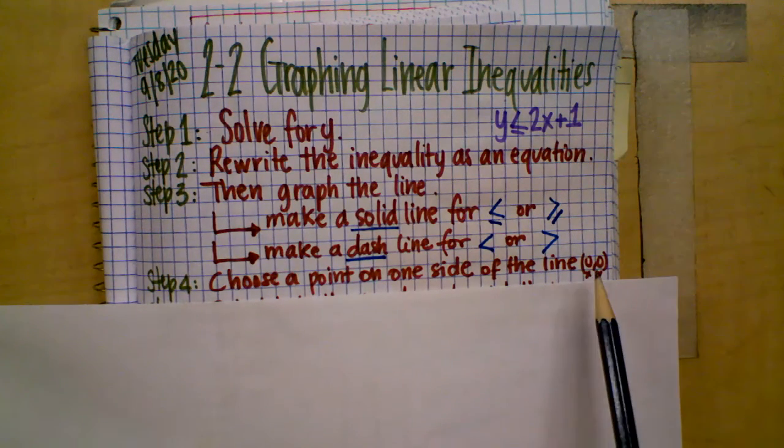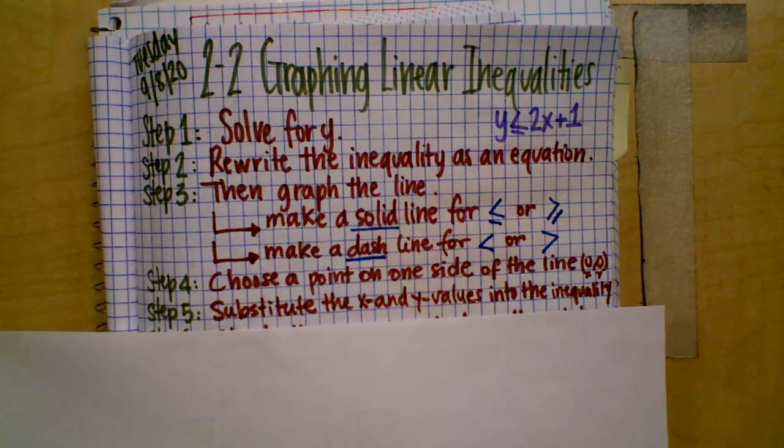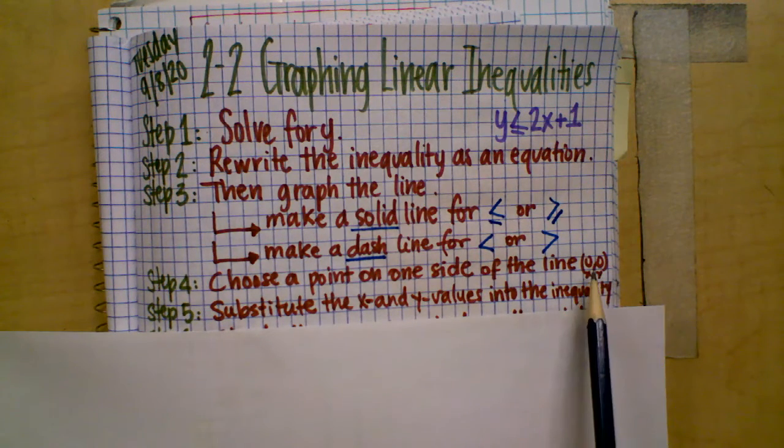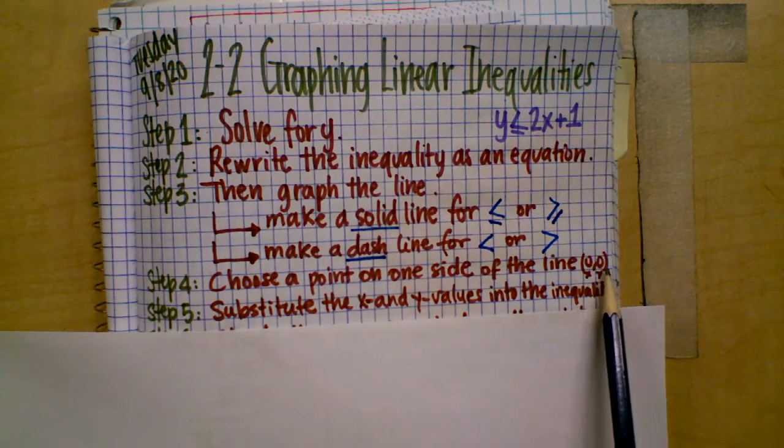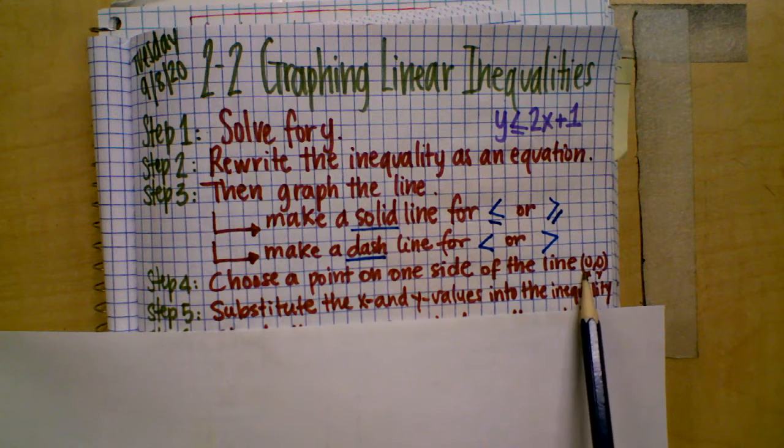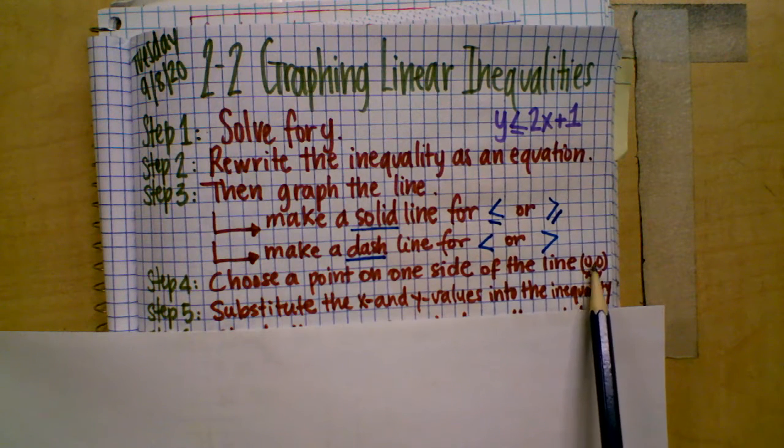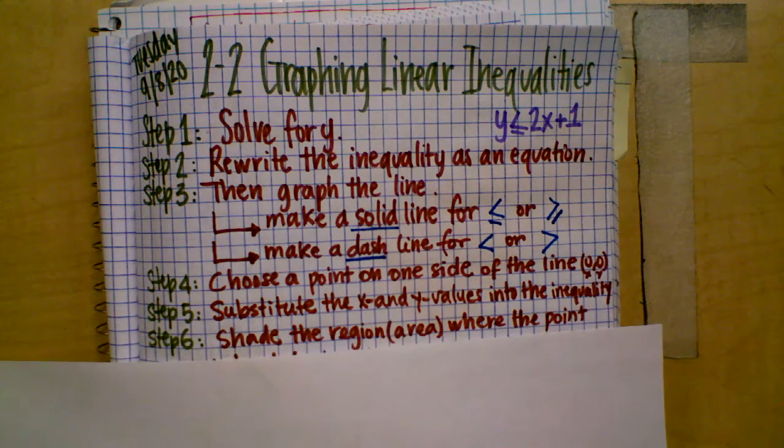Let's say the point 0, 0. And then you're going to substitute the x and the y value. So you want to substitute the x value and the y value of your chosen point. And for me, I use the origin 0, 0. You're going to plug that into the original inequality.